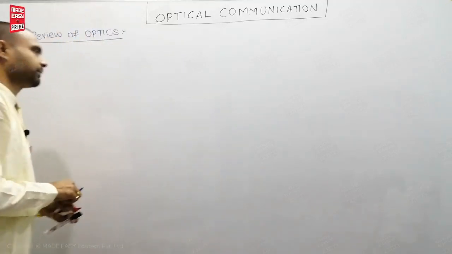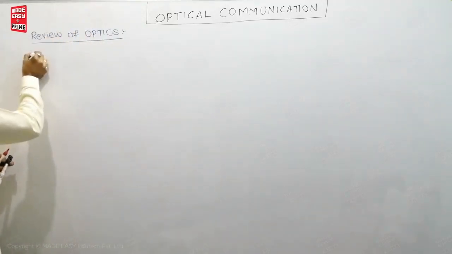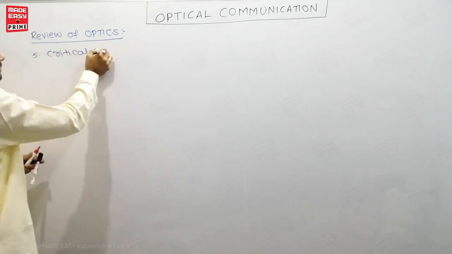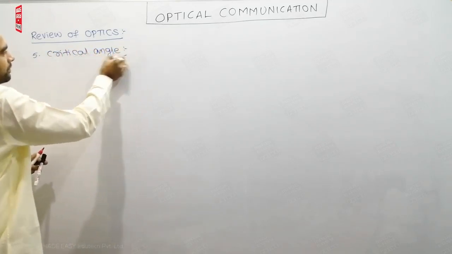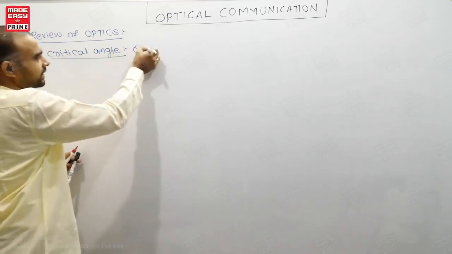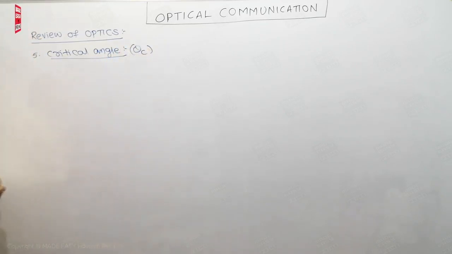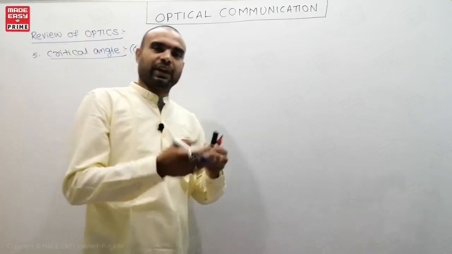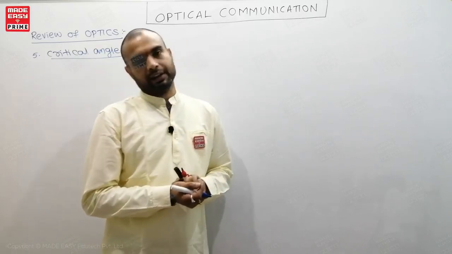The next one is critical angle. Critical angle is represented as theta c. It is defined as the minimum angle of incidence at which the light ray may strike the interface of the medium and result in an angle of refraction of 90 degrees or greater.